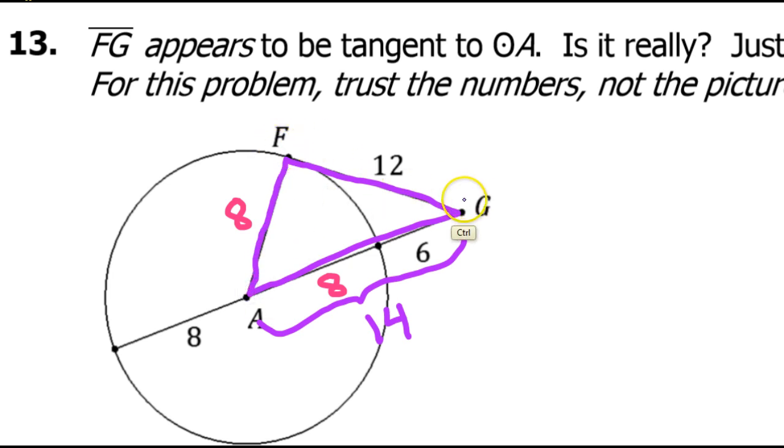If FG is tangent, then that means this has to be a 90-degree angle right here. Okay, but I said if. We don't know yet. So how can we figure out if this is a right angle? Well, if this is a right triangle, the Pythagorean theorem should work. So that's really what we do. We check the Pythagorean theorem. We ask ourselves this question.